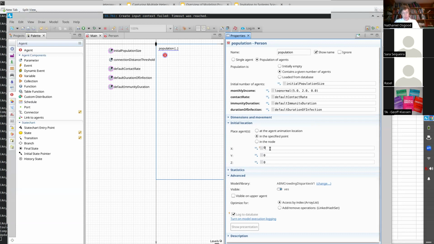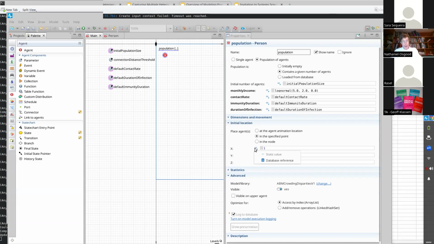And this point will be specified for the X by their income.